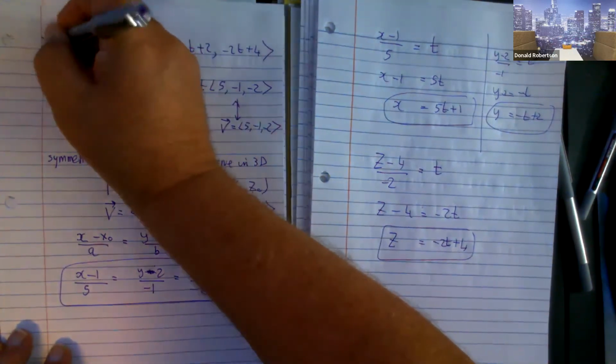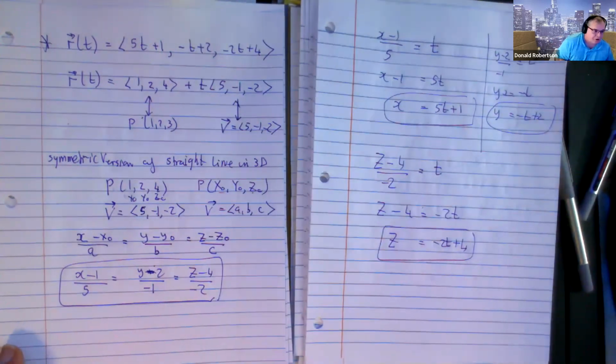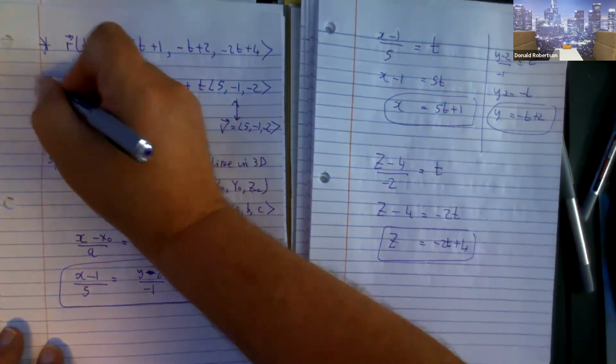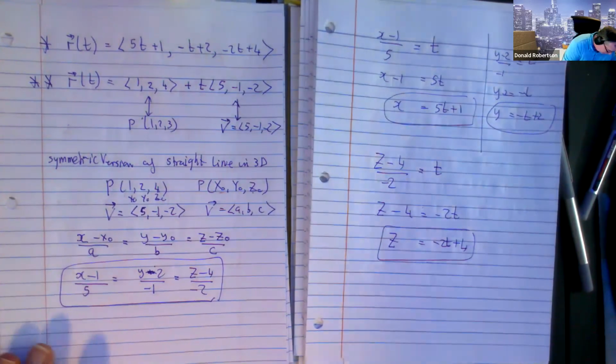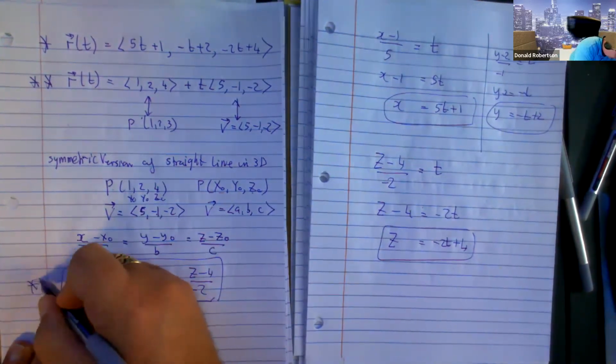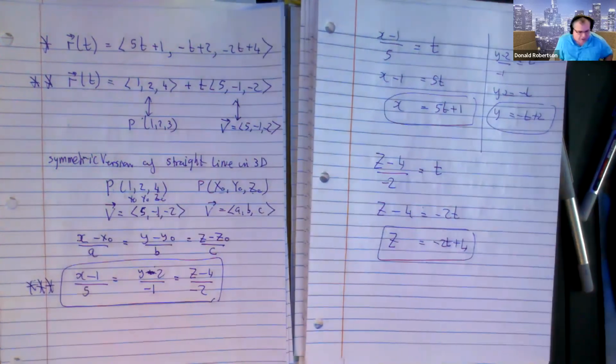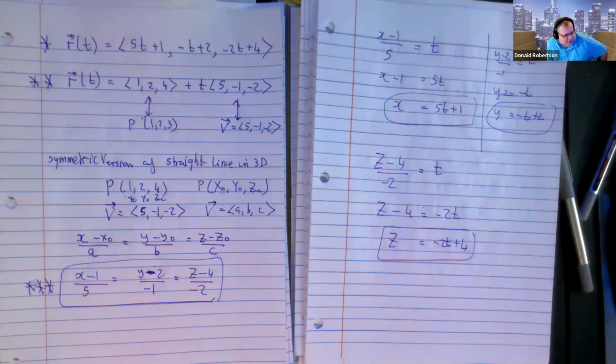So this version, which is the space curve, this version, which is the vector version of the equation, and this version, which is the symmetric, are all different ways to describe a line in 3 dimensions. Any questions about what we've just done?